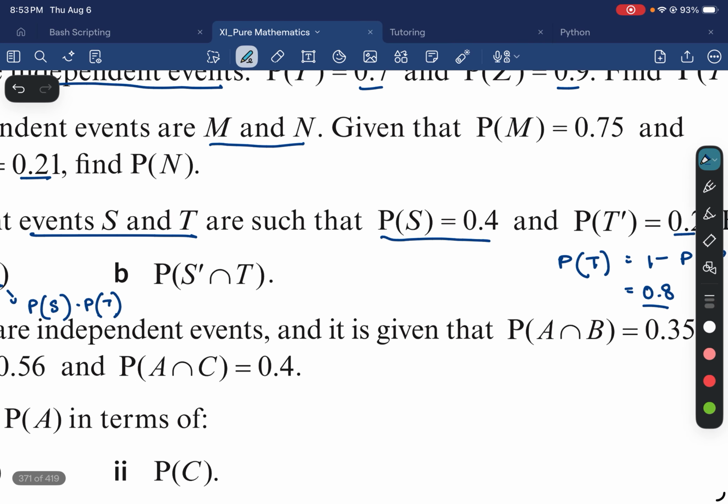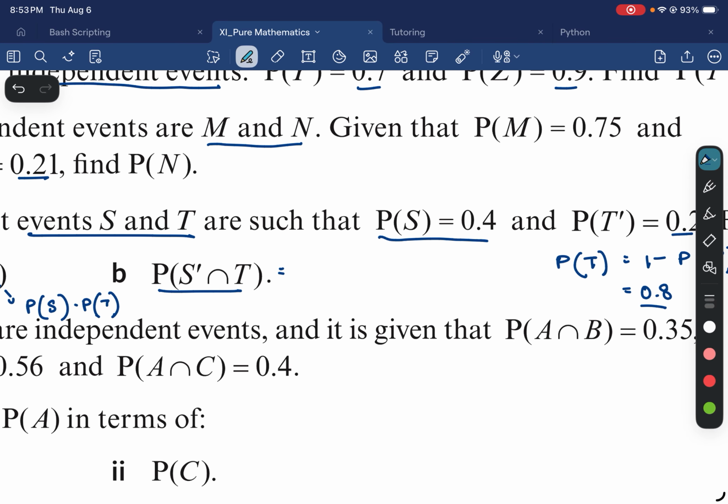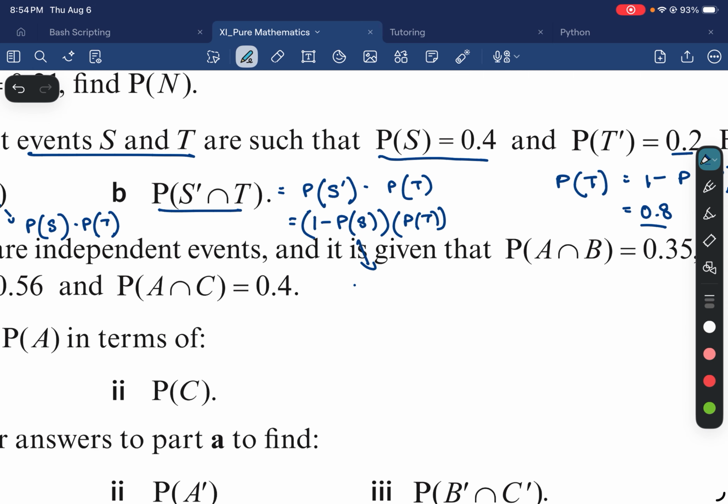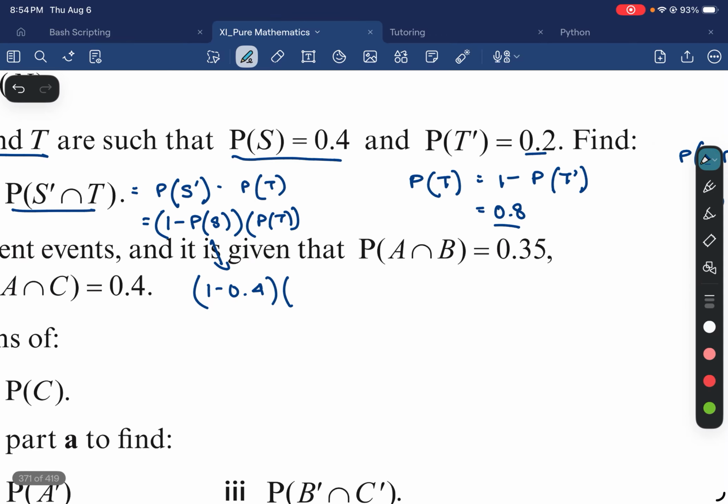All right. And we need to find P(S' intersect T). Because they are independent, right? So this is P(S') times P(T). And what is P(S')? Well, that is just 1 minus P(S), times P(T). So what is 1 minus P(S)? Well, that is 1 minus 0.4, times P(T). P(T), we calculated to be 0.8. All right. So 0.6 times 0.8, that gives me 0.48.